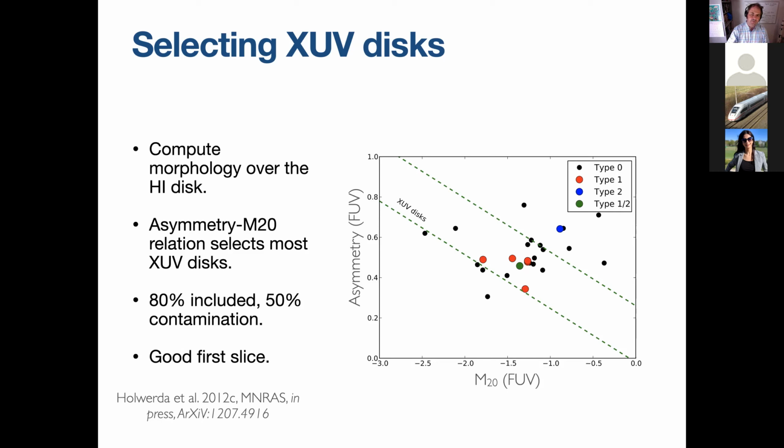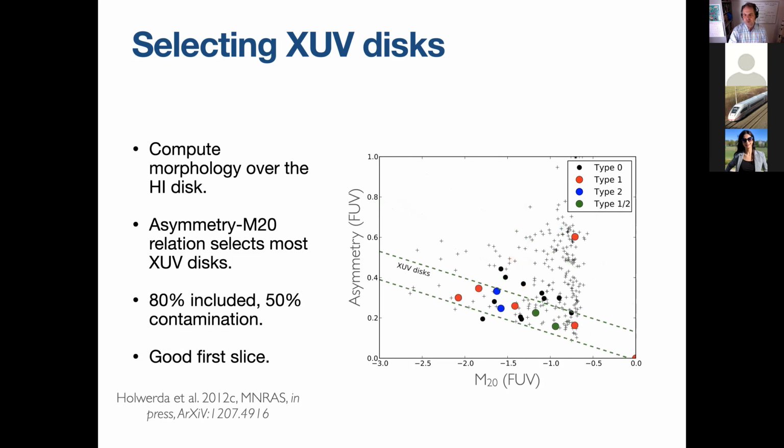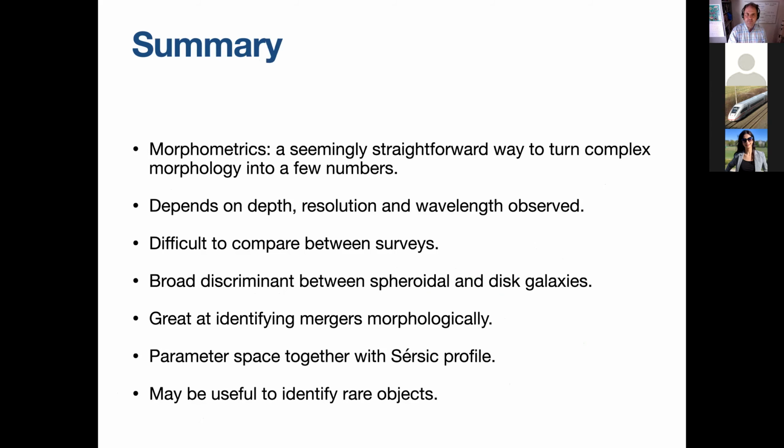And so finding a quantitative way to fish out how many XUV disks there are would be interesting. And this seems to be a pretty good first cut, where you could at least find, say, 80% included, and 50% contamination. That's not bad. As long as I know that that's the case, then I can calibrate for that.